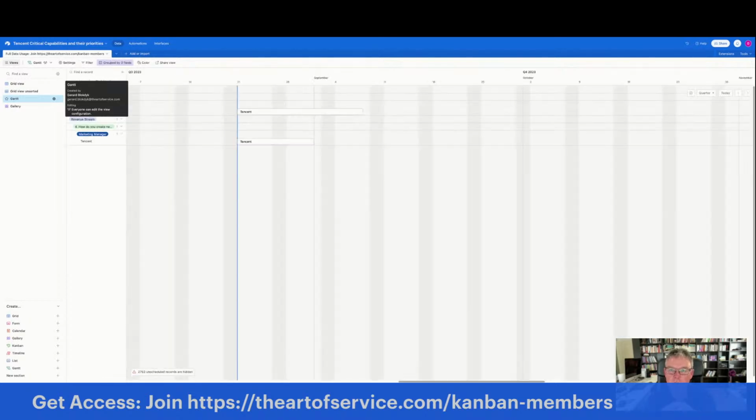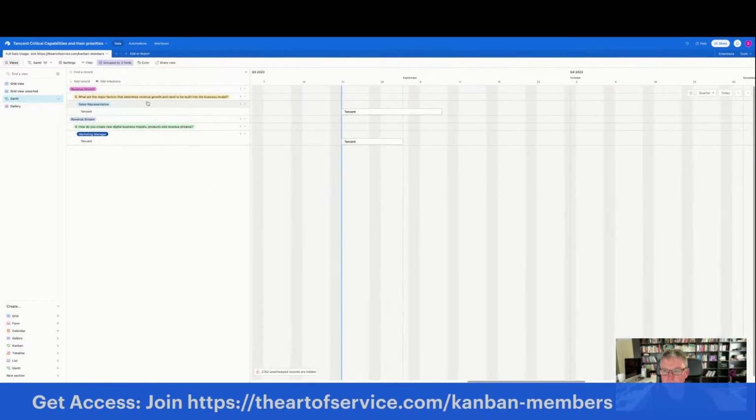It takes a while to load because all the data is in here. There we go. So as you can remember, we've set out 2 tasks. We set out this one. What are the major factors that determine revenue growth and need to be built into the business model, and how do you create new digital business models, products, and revenue streams? So revenue stream and revenue growth, we're focusing on those ones.